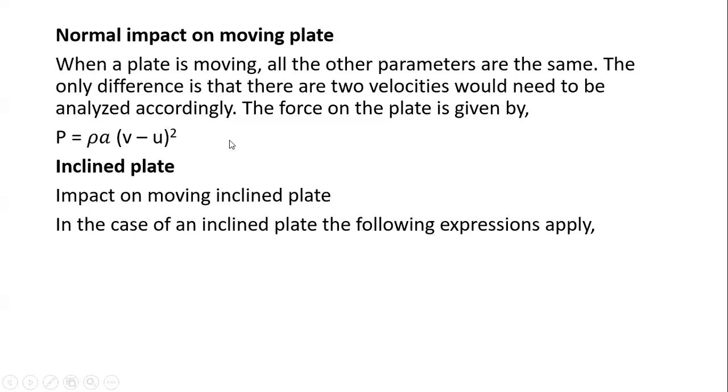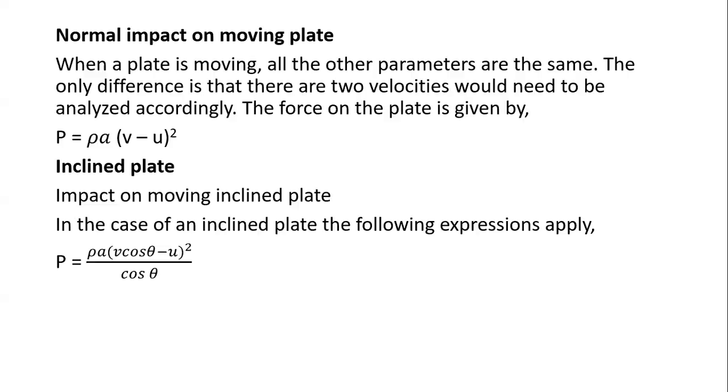And what if it's inclined? If it's inclined, we use this formula: density, area, then V cos theta minus U, everything in the brackets squared, divided by cos theta, where theta is the angle of inclination. That is the angle of inclination. Okay, now one thing you'll notice is that these are the formulas we'll be using, either the one on top where it's at 90 degrees, or this one where it is at an angle specified.